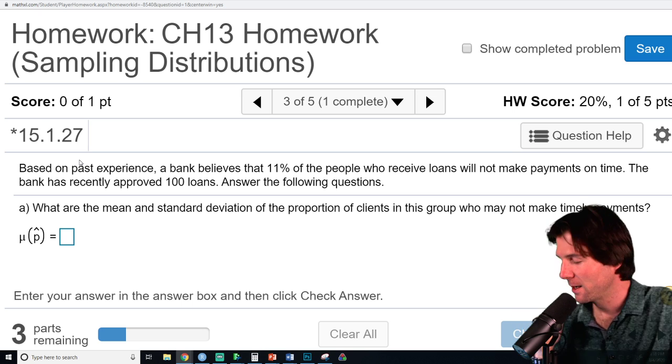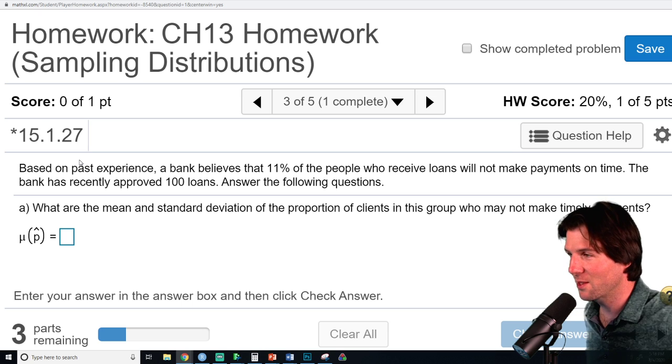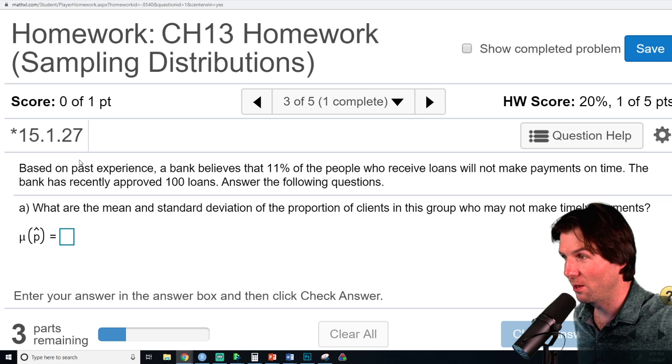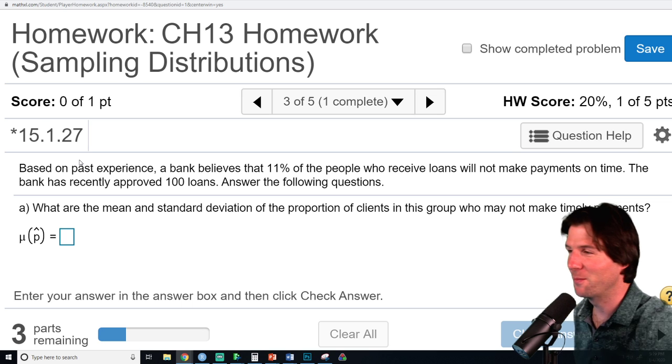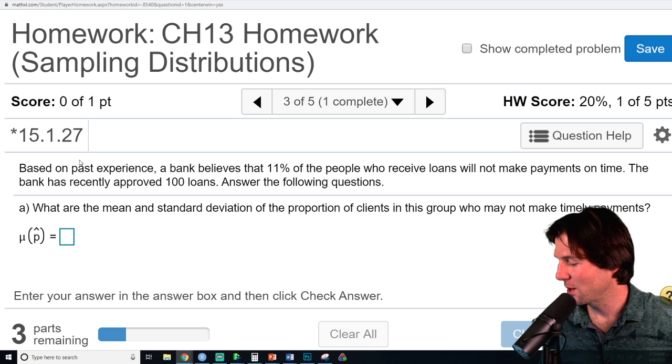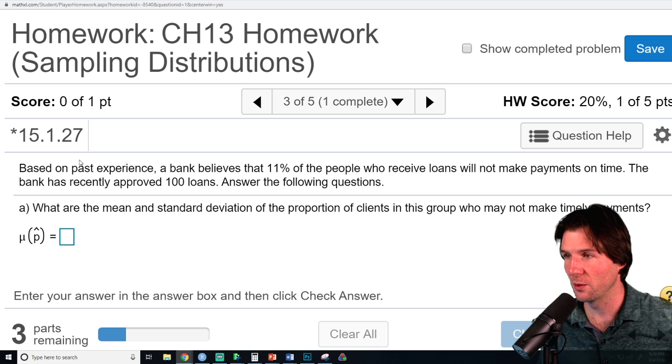Great job, Adam. So if you give out tons of loans at the bank, and you notice 11% of people default on their loans, then what would you expect if you gave out 100? I love the positivity in the chat. This is so awesome about teaching online. If you gave out 100 loans, what percent of those loans would you expect?